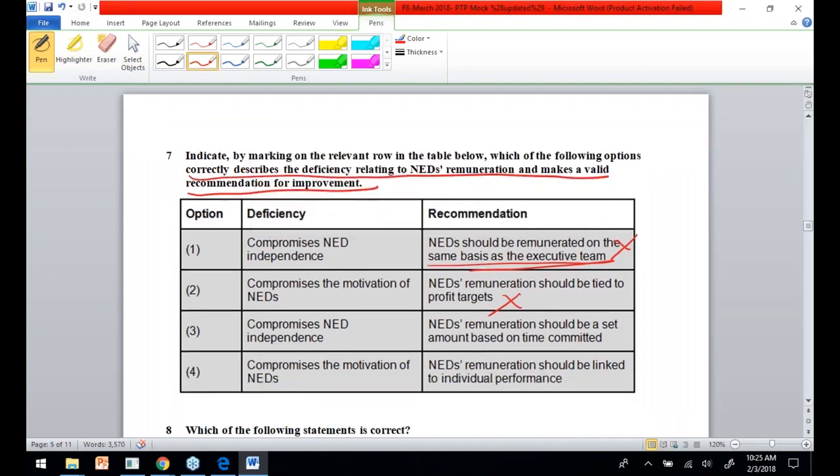The next is NED remuneration should be set based on the amount of time committed. This is correct. NED's remuneration should be linked to individual performance. That is incorrect as well. Third row was the correct answer. Without looking at the options, we tried and answered as many questions as possible. Any questions? I'm going to stop and take questions.